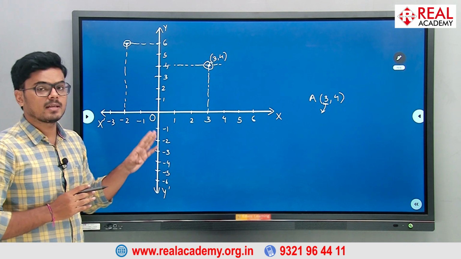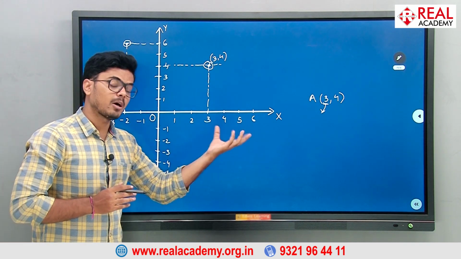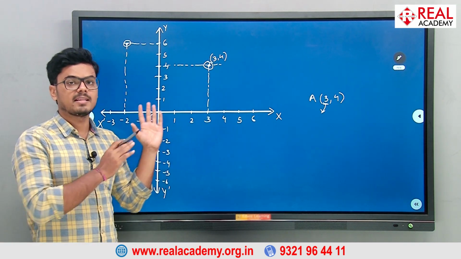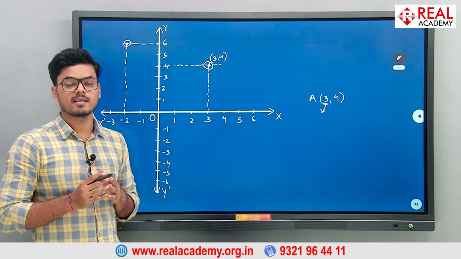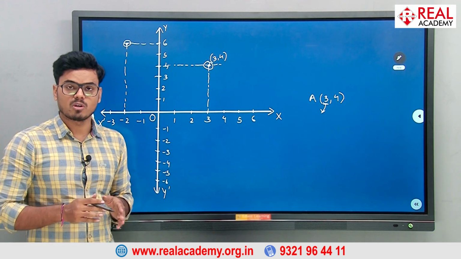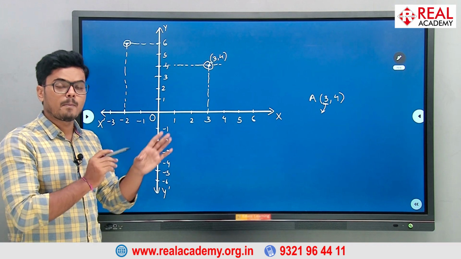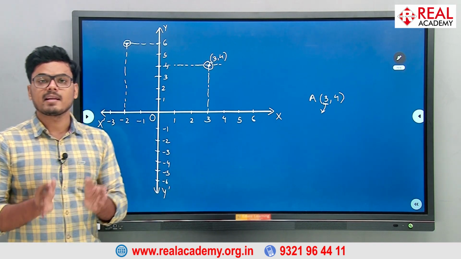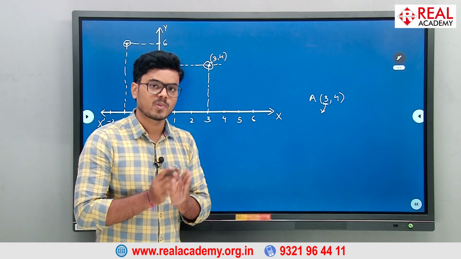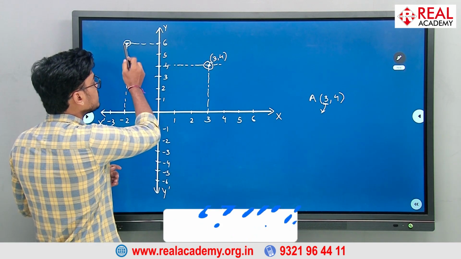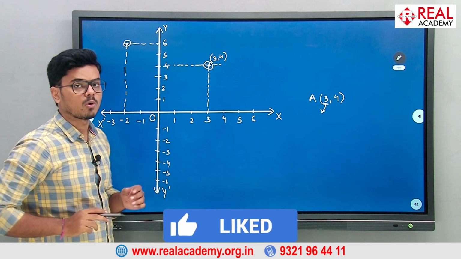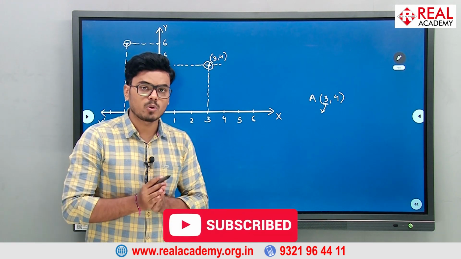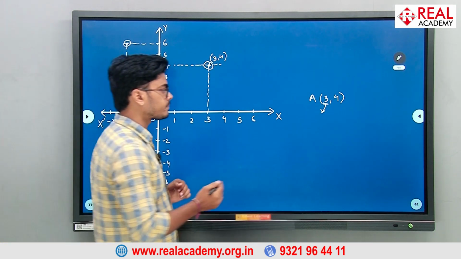So if you want to calculate the distance accurately, without drawing the graph, there should be a formula for that. Otherwise what I'll have to do, I'll have to draw the graph, plot the points, measure the distance using a scale. If you want to avoid that, there is a direct formula by which you can calculate the distance between any 2 points on the coordinate axis. Now how to calculate that, let us see.